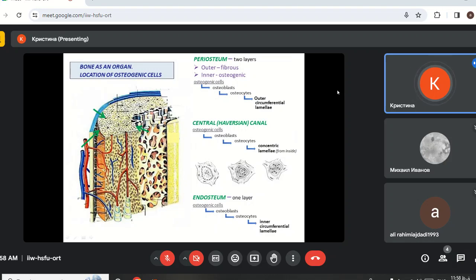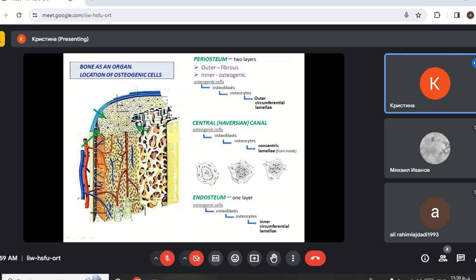So here you can see three locations of osteogenic cells in the bone. First location of osteogenic cell. Osteogenic cell is the stem cell for the bone tissue cells. So first location is the inner layer of the periosteum. Periosteum is the outer covering of the bone. It consists of outer fibrous layer and small thin inner osteogenic cell layer. It is shown with this arrow here.